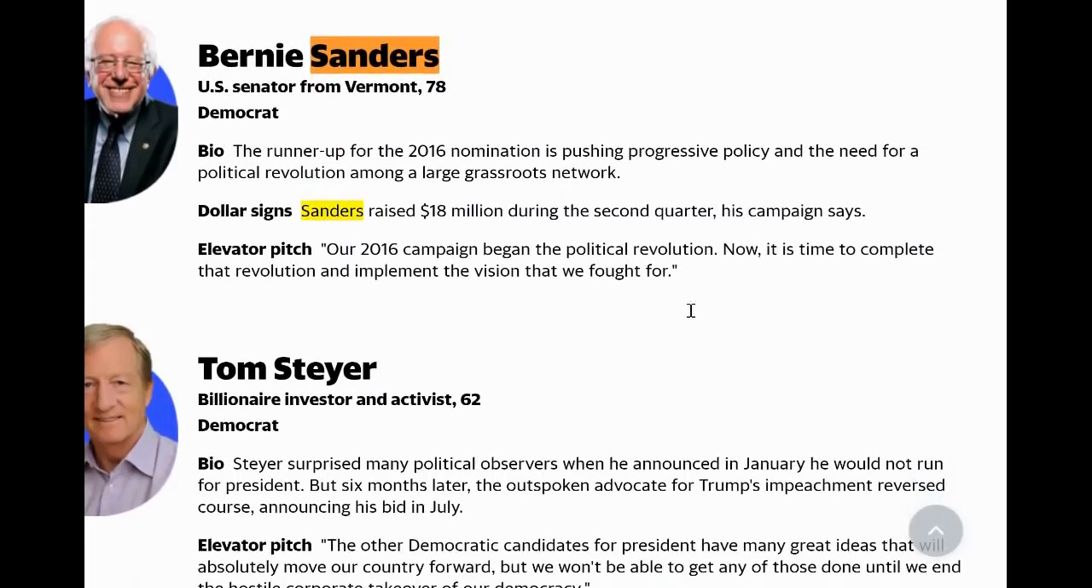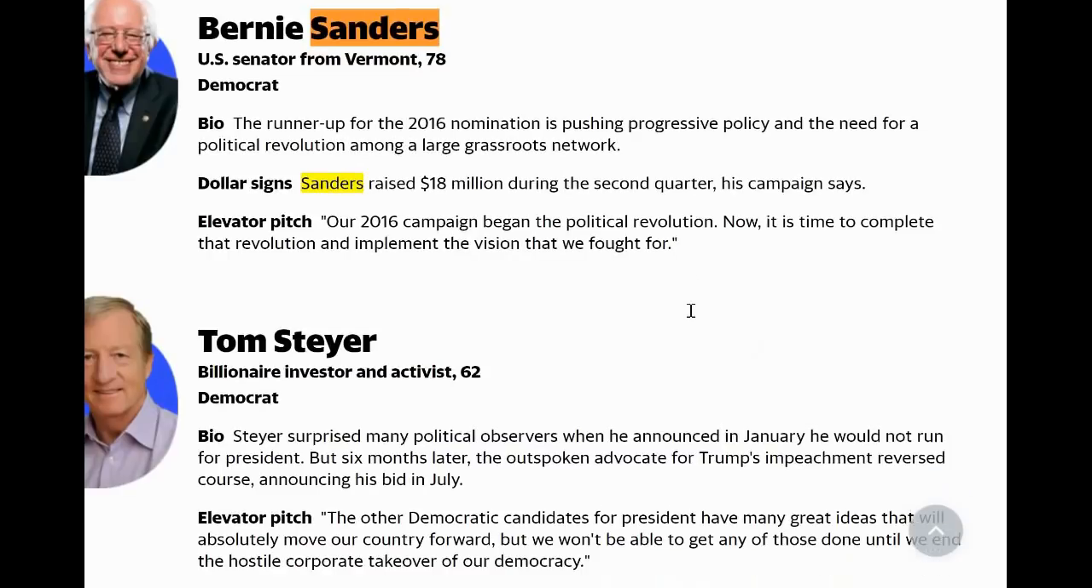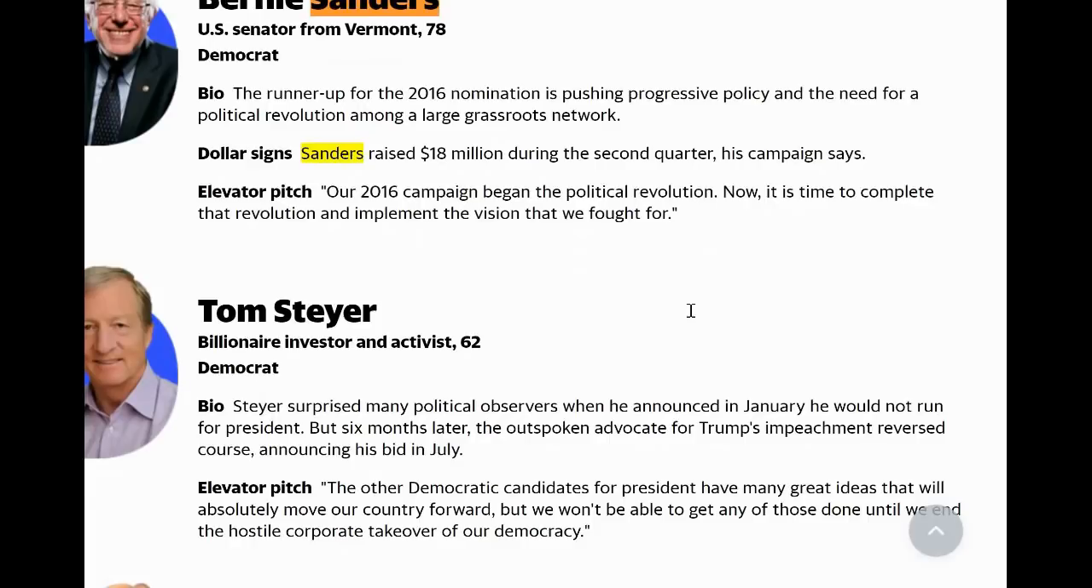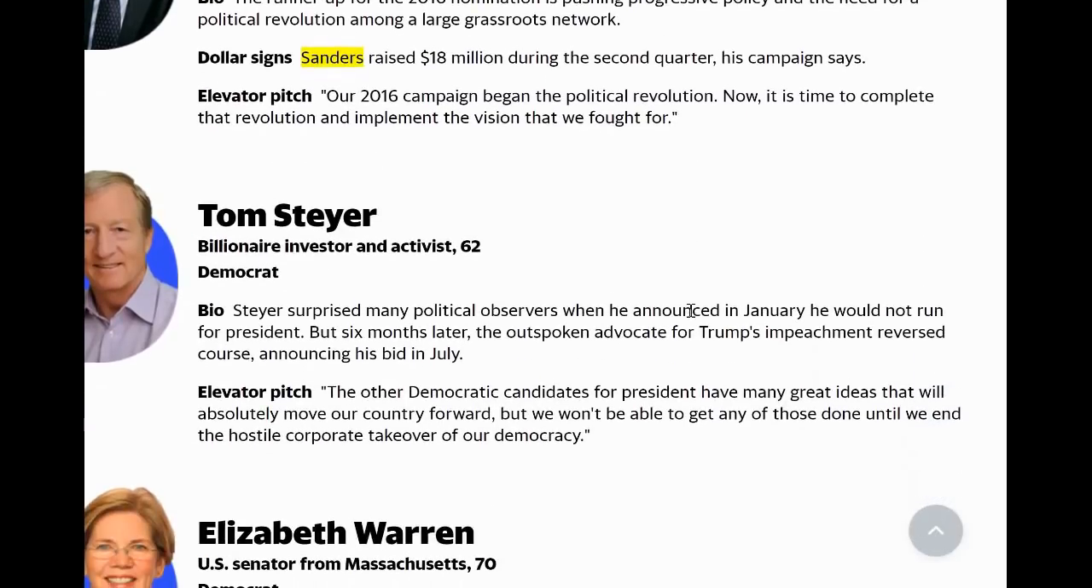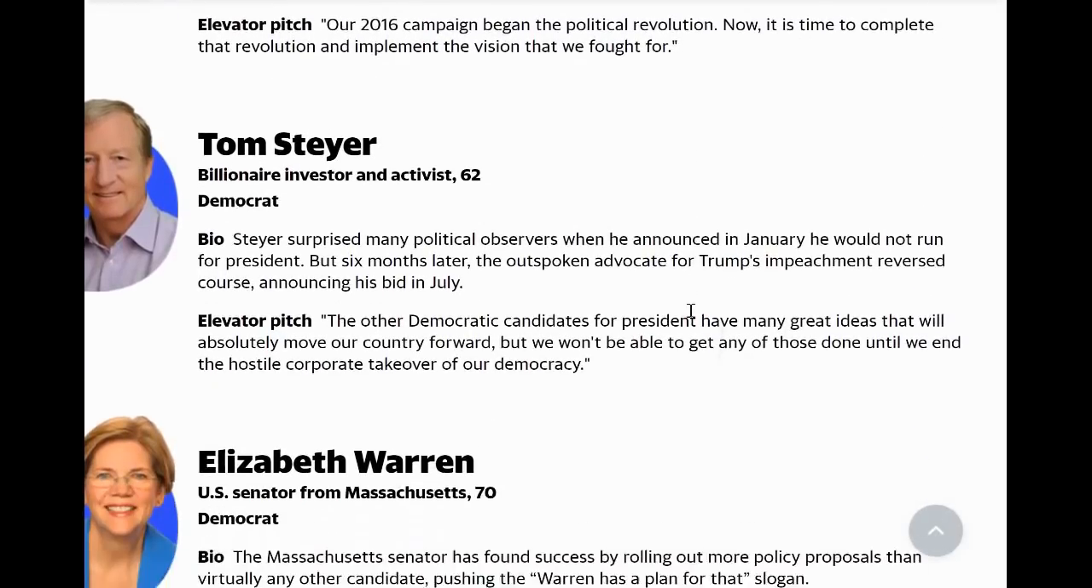Okay. Bernie Sanders: our 2016 campaign began the political revolution. Now it is time to complete that revolution and implement the vision we fought for. Well, I explained before, Bernie is too far left. Some people appreciate the vision, but some people won't. So it's between yes and no.